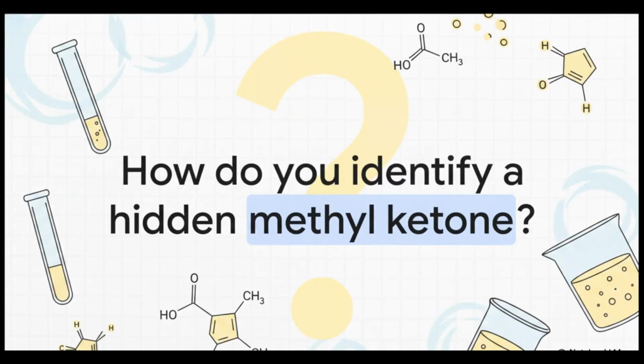Picture this. You're standing in the lab, staring at an unknown, perfectly clear liquid. It could be one of a dozen different compounds. You need to definitively prove its identity, and you need to do it quickly. How do you actually identify a hidden methyl ketone structure just lurking right there in the test tube? Well, let's put on our detective hats and see exactly how we can catch these specific molecular structures red-handed using some brilliantly simple chemistry.